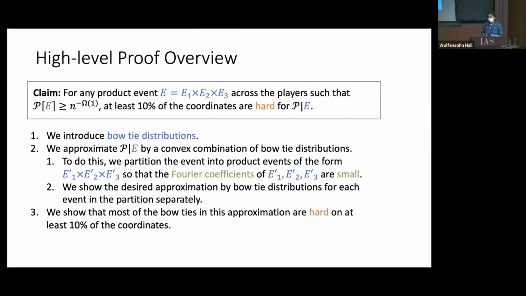So just to recap the proof, in the first step, we introduced this concept of bow tie distributions. This is new to our work. These are simple distributions where the hard coordinates are easy to pinpoint. Second, we took this event E and we approximated P conditioned on E by a convex combination of bow tie distributions. For this, we first reduced the Fourier coefficients, and then under the assumption that the Fourier coefficients are small, we showed this desired approximation. And finally, we showed that most of the bow ties appearing in this convex combination are hard on a significant fraction of the coordinates. So this completes the proof overview.